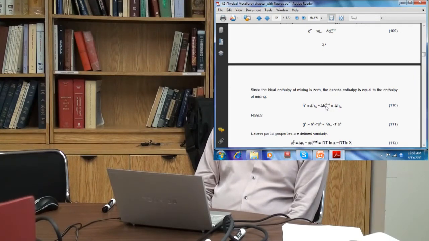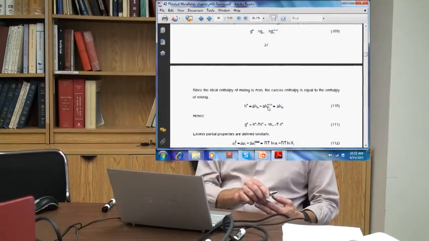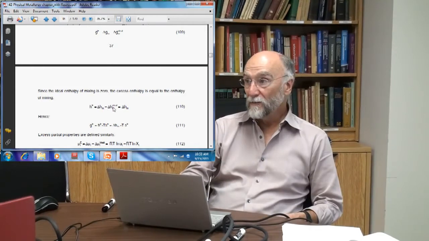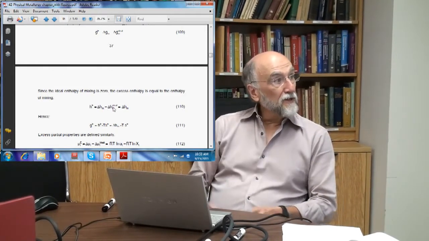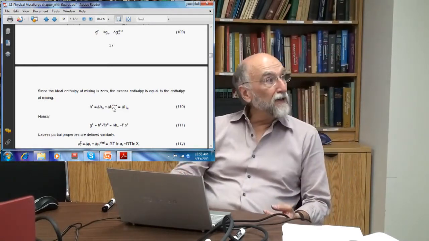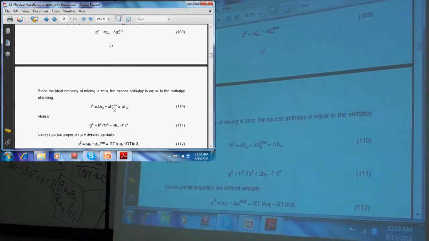When you get to more complex solutions such as salts or slags, when you have 2 sublattices and so on, then you want to define an ideal solution differently. But for the moment, however you define an ideal solution, the excess property is equal to the real property minus the ideal property. Now, since the ideal mixing heat is 0, the excess enthalpy is the same thing as the enthalpy of mixing.